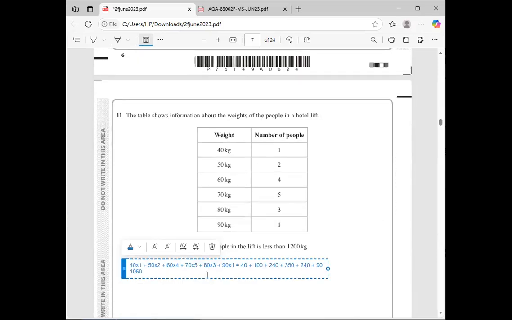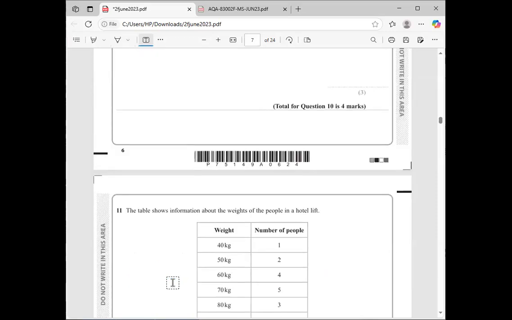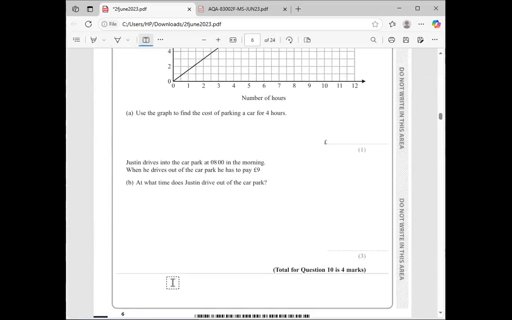So you can see that 1,060 is clearly less than 1,200. That's the only proof. I wish there was another proof, but that's the only way I can go about it.